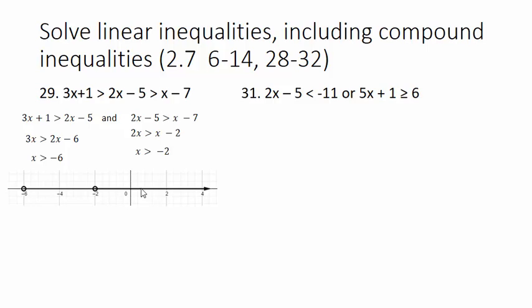So we could shade them both and see where they overlap. Where they overlap would be the answer. So from -2 to infinity. Again, parentheses on -2 because that's not part of our answer. -2 is not greater than -2. So the values where it's greater than -6 and greater than -2 are where it's greater than -2.